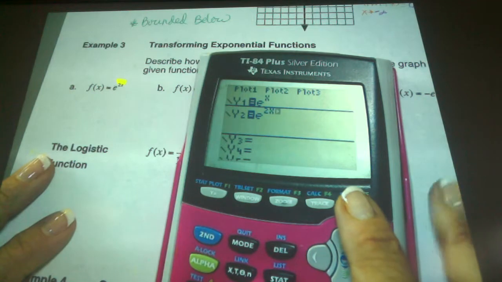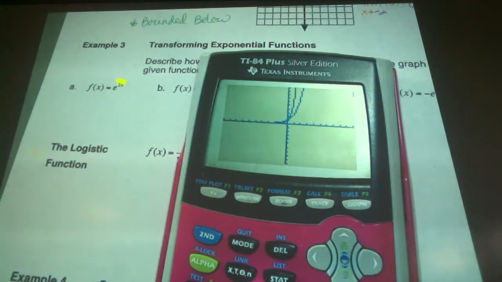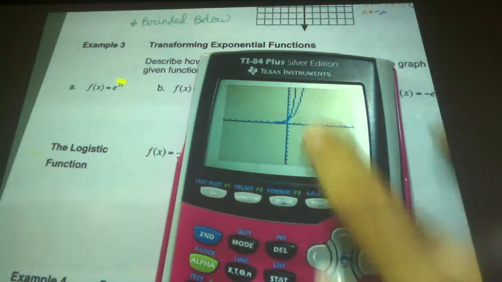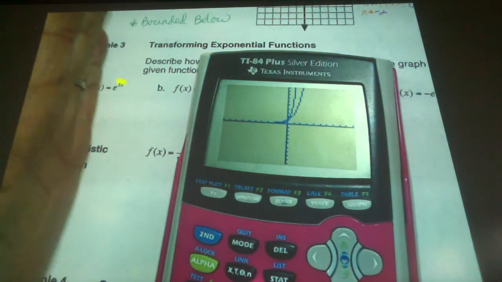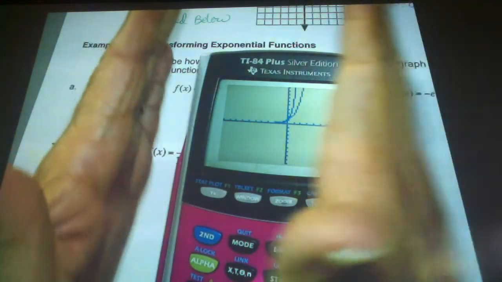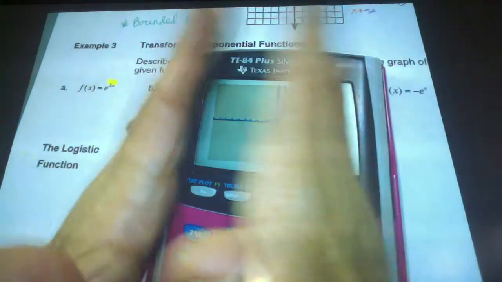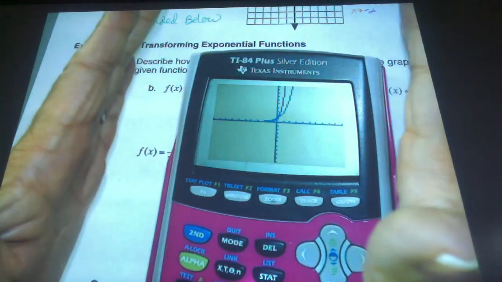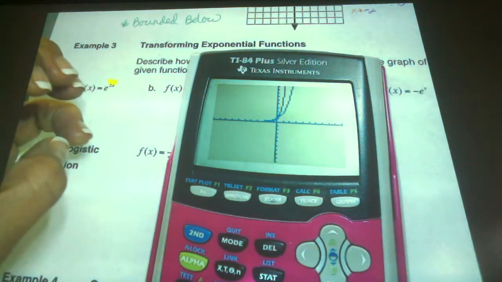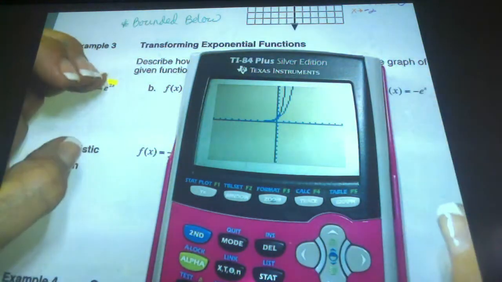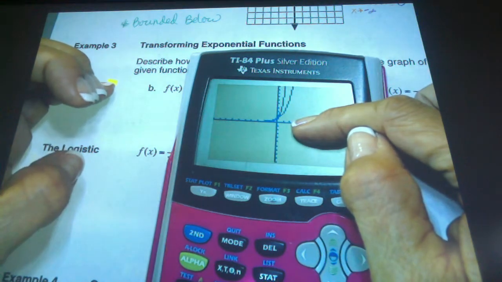So the first one is the original. There's the original. What happens to the second? It went inside. If it's horizontal and it went inside, then that means that I must have pushed it horizontally to get it to go up towards the y-axis. I did not stretch it horizontally. So if I stretched it horizontally, then this would have been lower than the original.